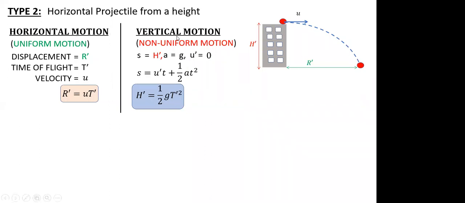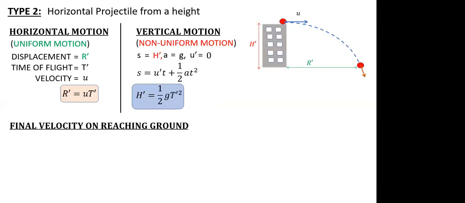What is horizontal and what is vertical? Either you remember the concept, or to save time you can directly remember the formula. That is actually the formula for your vertical free fall, for your h dash. And suppose they ask you to find the final velocity on reaching the ground. Obviously the velocity will make a certain angle with the ground. It will be a bit inclined when it reaches the ground.